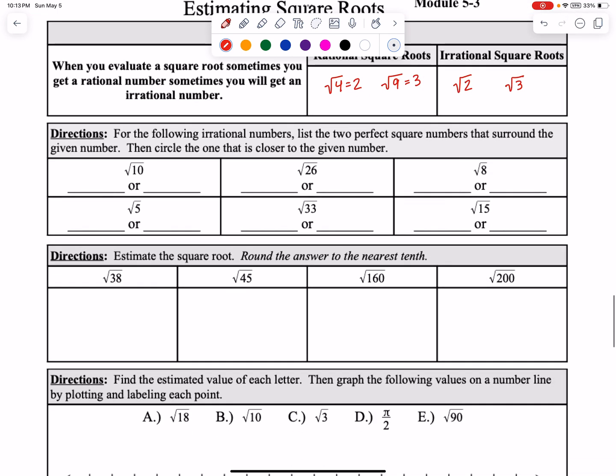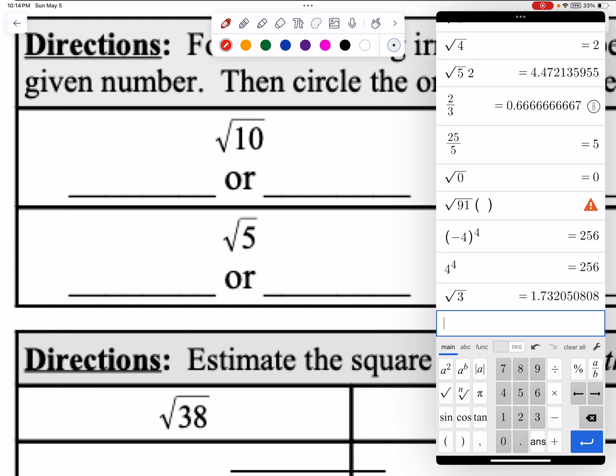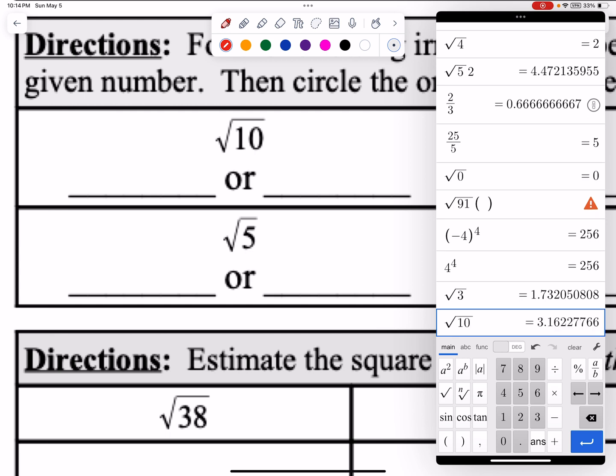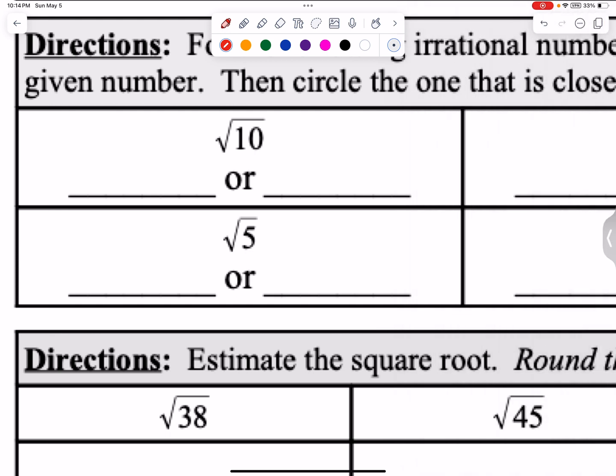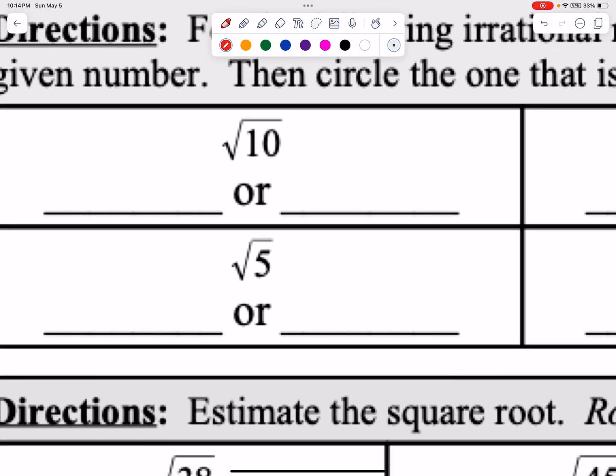All right, so let's go ahead and take a look at this. We're estimating, and that means that we want to be able to do this sort of without a calculator. You're making your best guess. So this is the strategy. The square root of 10 is a decimal, so there's no way for me to know what the answer is in my head, but I can sort of guess.